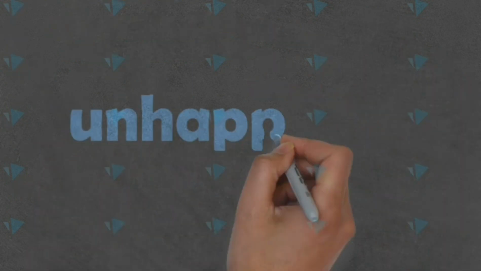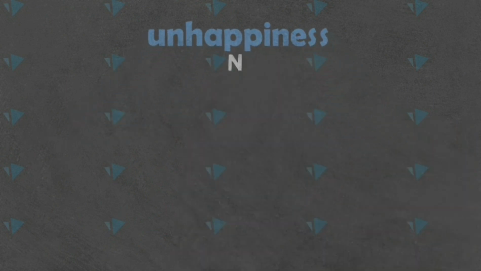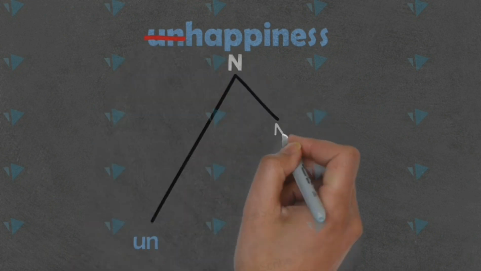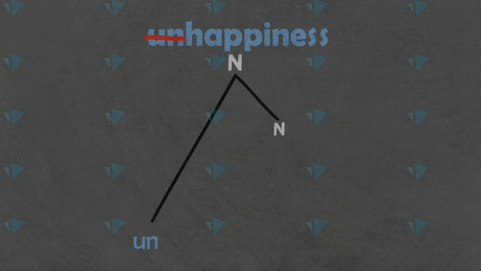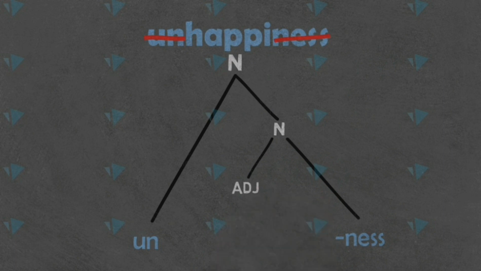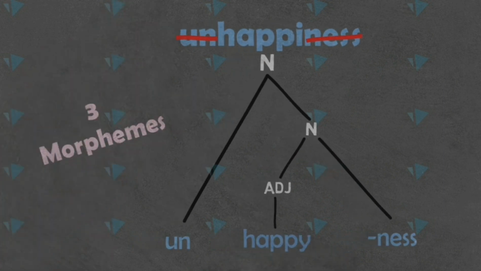Let's take another word, unhappiness. Put the label N because unhappiness is also in the noun category. And because of the prefix un, we have to start from the prefix. Remove the prefix un. And it left the word happiness, which is also in the noun category. Now remove the suffix ness. And finally, we left the actual word happy in the adjective category. So, it has 3 morphemes.